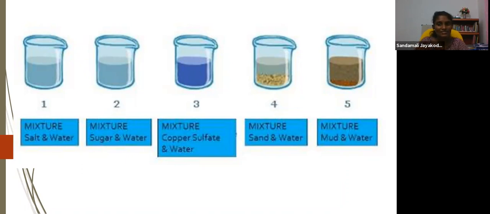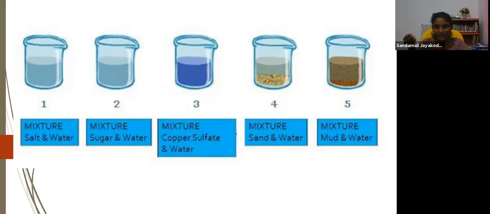But in the last two, it has two different colors. If we take the fourth one, the bottom part has the yellow color which is due to the sand settling down at the bottom, and the upper part is somewhat clear water. So it has different colors.